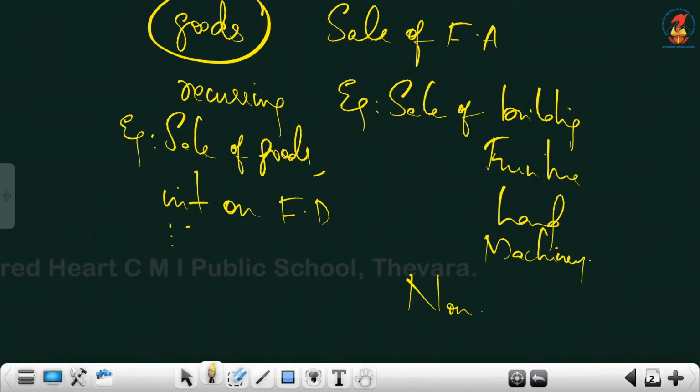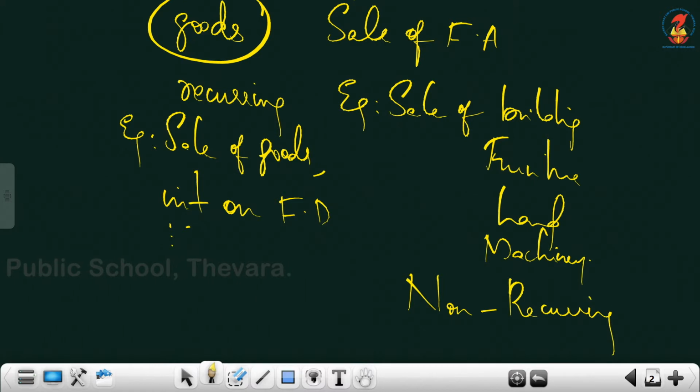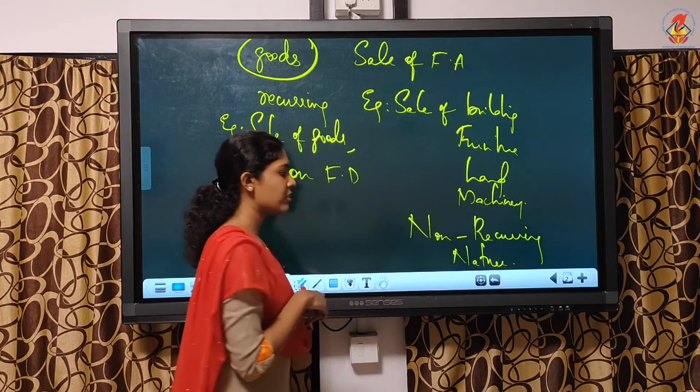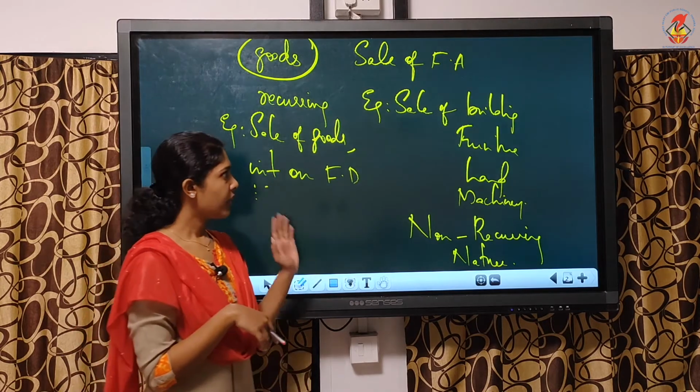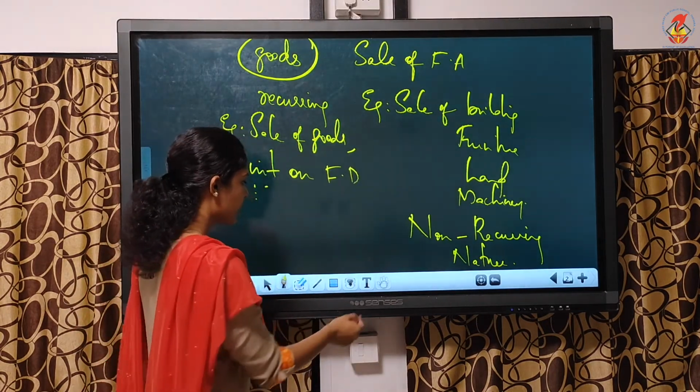It will not happen again and again. I mean, within a period of 1 year, it will not happen. After some 5 years or 6 years, we will be selling all these. That depends on the firm's decision. So basically that is non-recurring. That is about receipts then.